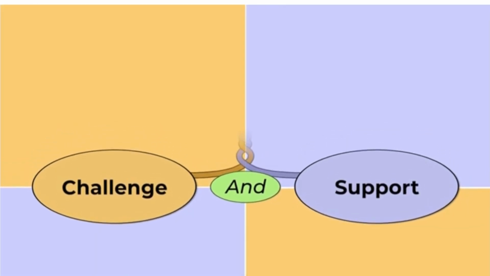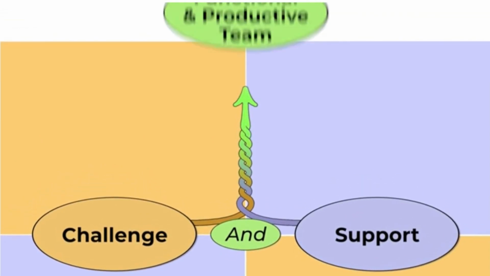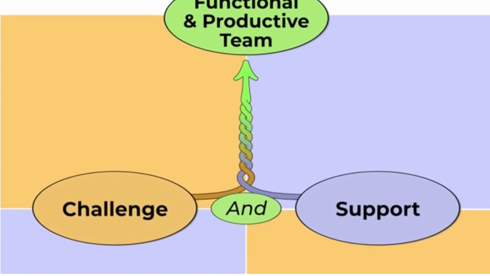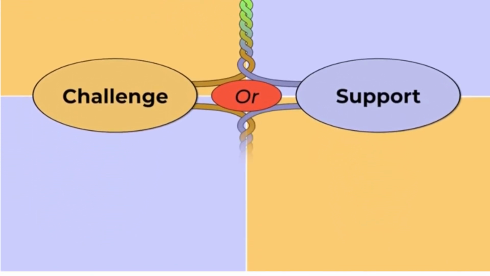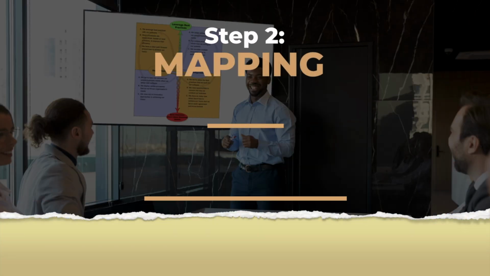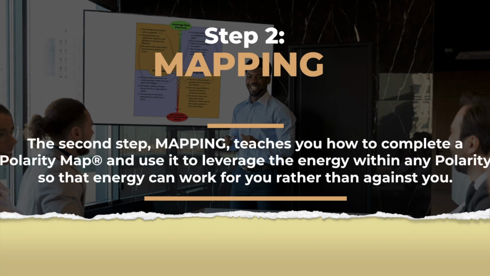Tension between the two poles can become a virtuous cycle, leading to the greater purpose at the top of the map, or the tension can become a vicious cycle when or replaces and, leading to the deeper fear at the bottom of the map. The second step, mapping, teaches you how to complete a polarity map and use it to leverage the energy within any polarity so that energy can work for you rather than against you.